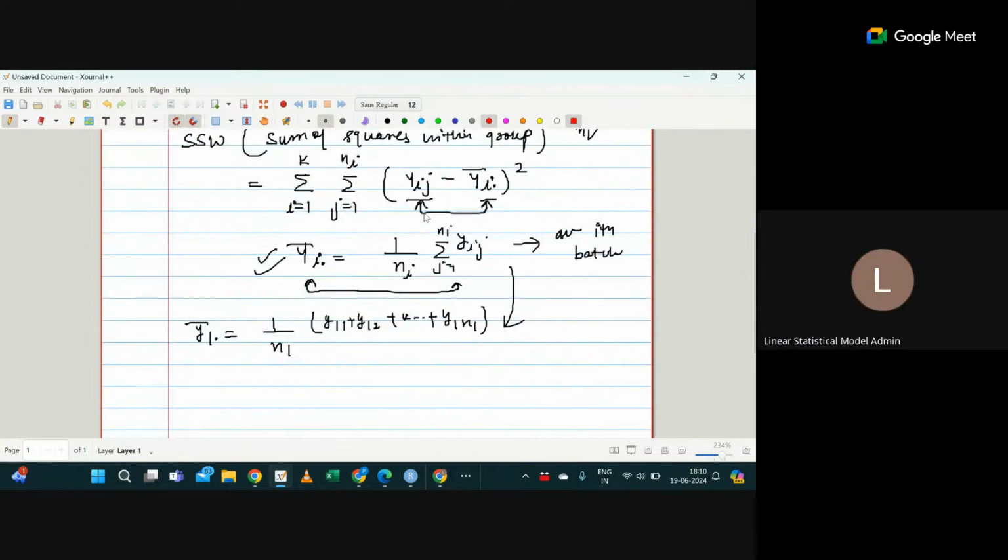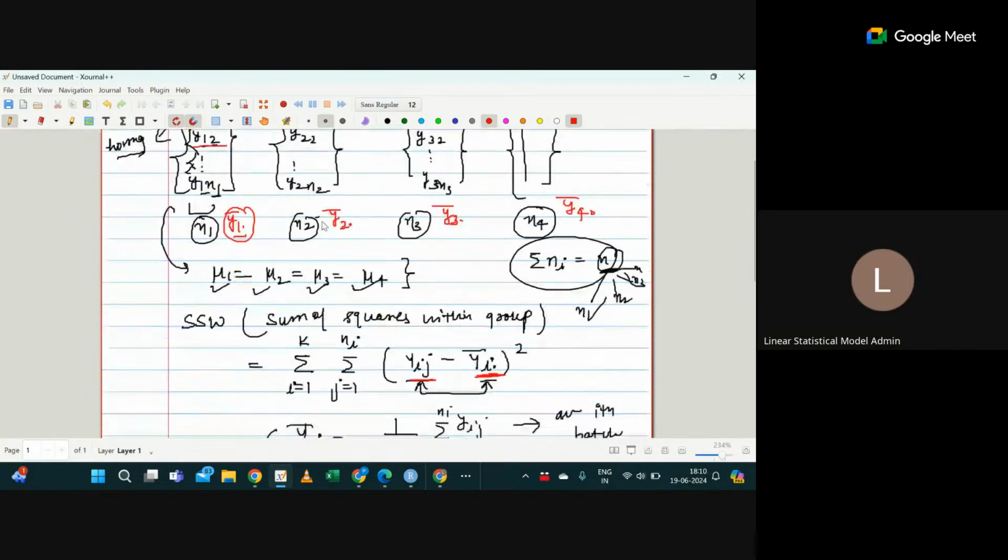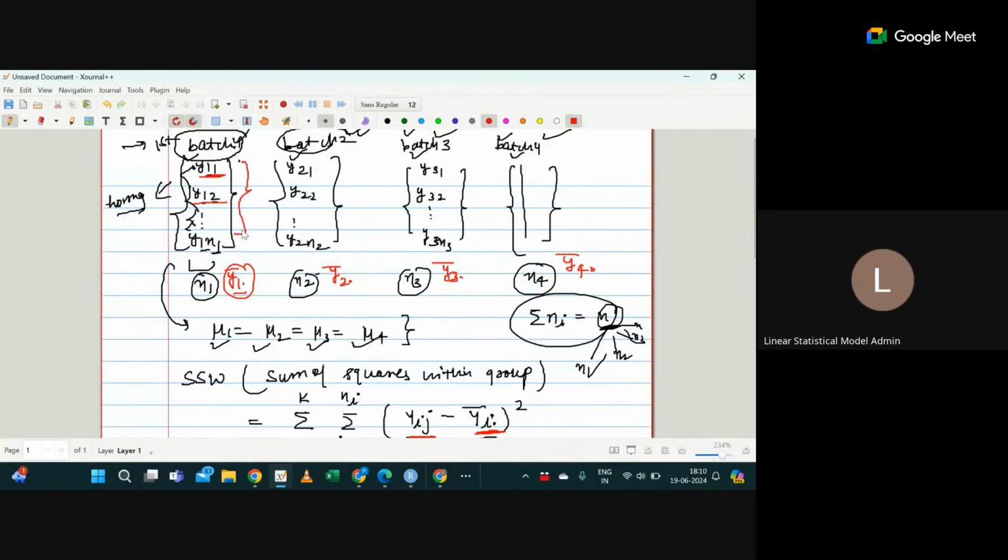You can see the formula SSW: Yij minus y bar i dot. We are talking about the ith batch. Similarly, we will do this for all batches. So here we are interested in the sum of variations within the group.